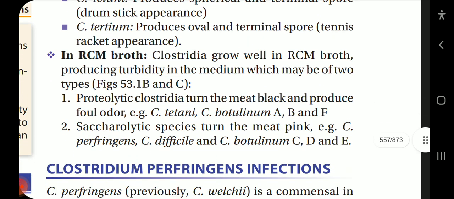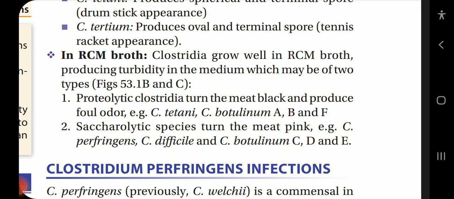In RCM broth, Clostridia grow well, producing turbidity in the medium, and may be of two types. Proteolytic Clostridia turn the meat black and produce a foul odor. Example: Clostridium tetani, Clostridium botulinum A, B, and F.